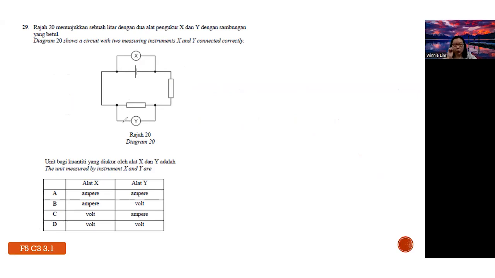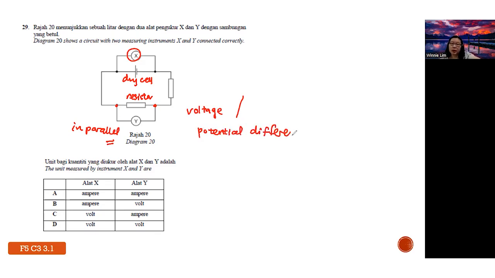So first we need to know the arrangement. If they are arranged in parallel, that means you have another connecting wire connected across the load. This is a resistor, and this one is a dry cell. So you connect across in parallel. Basically for X, you are measuring the voltage, the EMF if the circuit is open; if it is closed, then it becomes voltage. Similarly for Y, you are in parallel, so you are measuring voltage or potential difference. They are the same thing. Hence, they should have the same unit, which is volt.